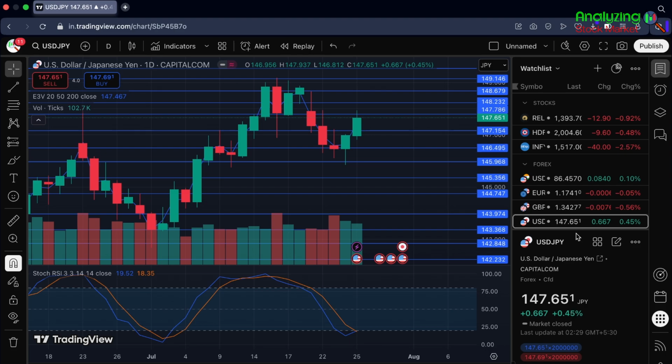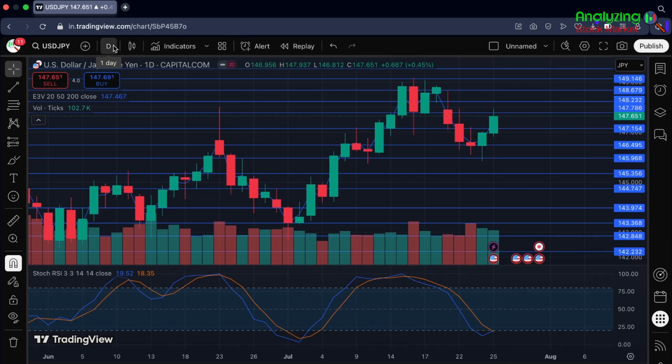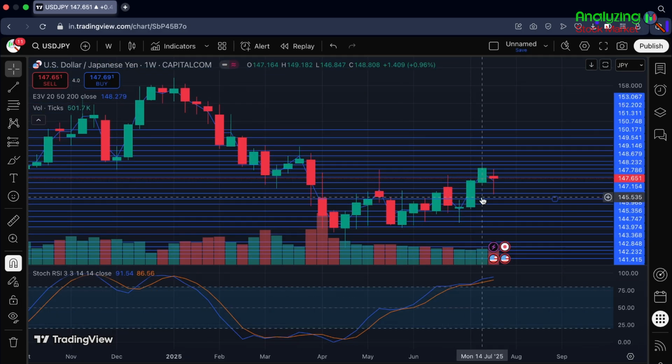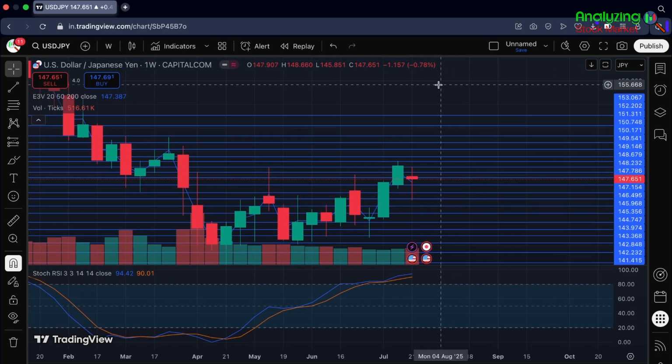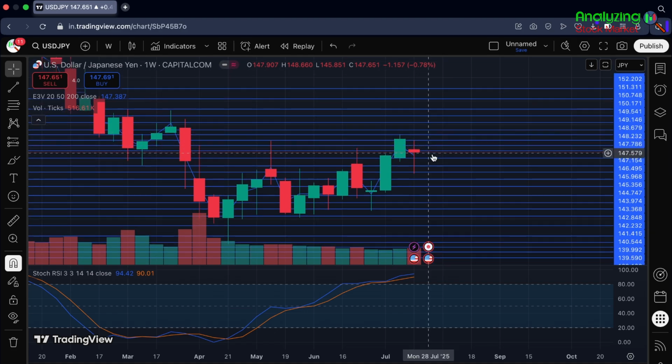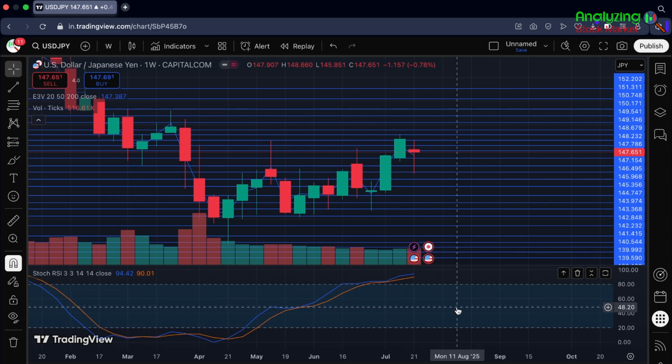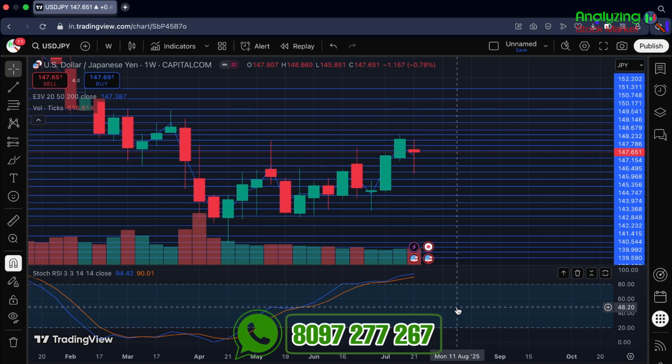Let's check the weekly chart first. In this weekly chart, as you can see, the candle is bearish, with a small body, a big lower wick and a medium upper wick. The stochastic RSI is around the overbought area, which indicates a negative move in the coming days. But as I always say, we should not only look at indicators or RSI. We should also look at other factors which move the pair, like news or important events, and then make a decision according to that data.